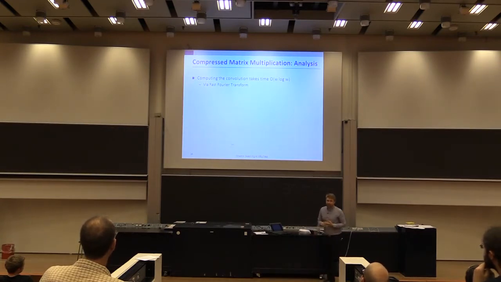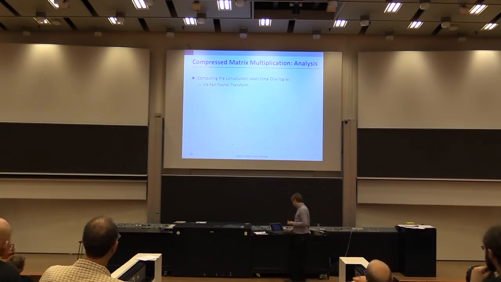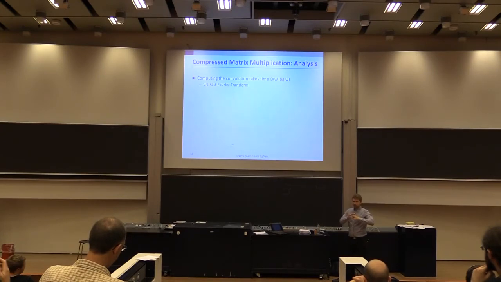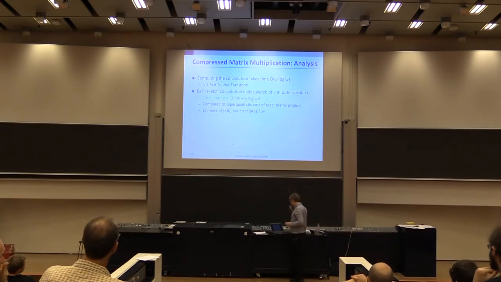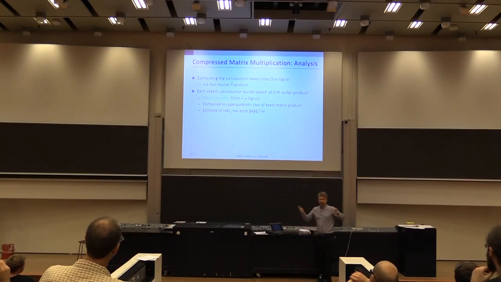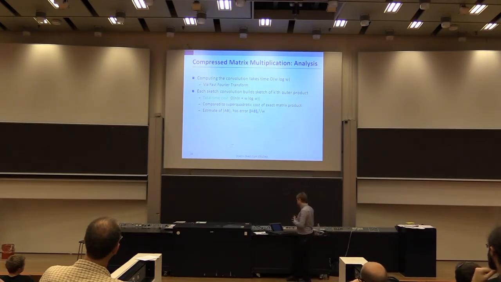So convolution is a nice operation to use because I can do it quickly using fast Fourier transform. And moreover, I'm taking the convolution of sketches, so I'm using something that's proportional to the size of the sketch rather than something that's proportional to the size of the matrix. Each sketch convolution gives me a sketch of the kth outer product. So I take n outer products. In each outer product, I look at n entries in the corresponding row and column, sketch those, and then do the convolution.